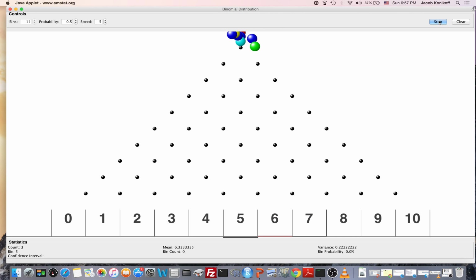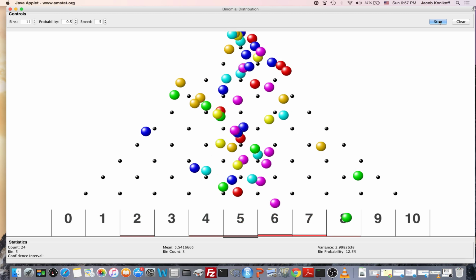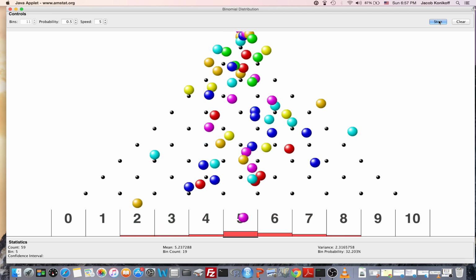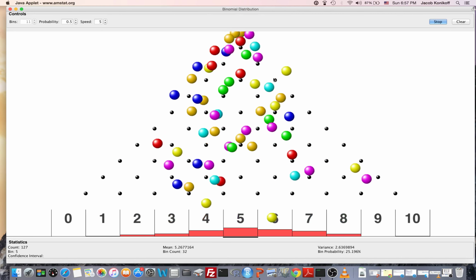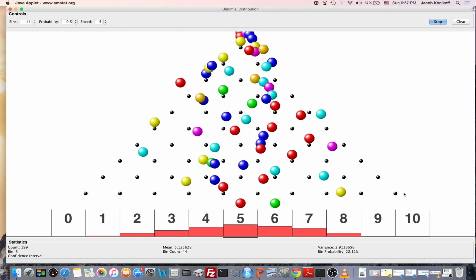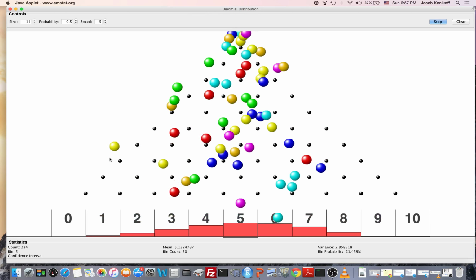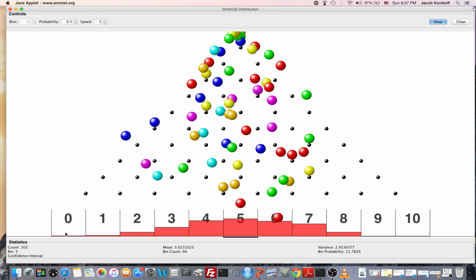Now I'm going to start running this experiment a bunch with a lot of balls. I want you to keep track of where these balls are landing. So one just went into this 10. That meant that it had to go to the right 10 times in a row. What are the chances it goes all the way down into the 0? That means it has to go to the left 10 times in a row.